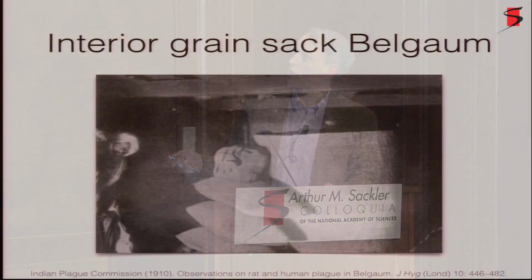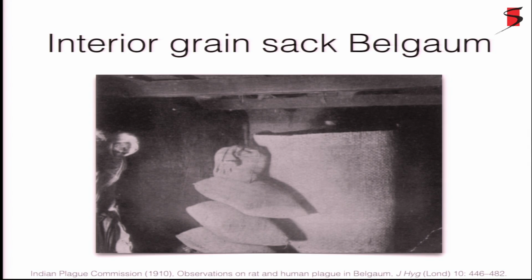It's thought that part of the reason, so usually these smaller, more rural places did not get as much of a plague epidemic. There was a significant one in Belgaum, and it's thought it was because in Belgaum they had a tradition of storing their grain sacks inside their own houses, so rats were running rampant inside the houses generally.